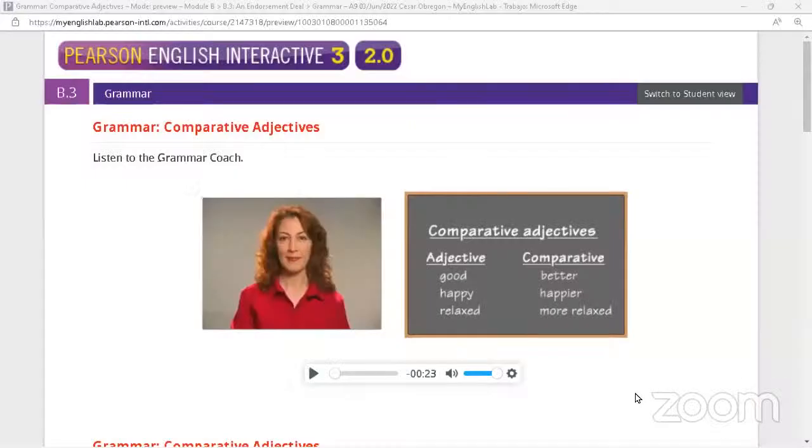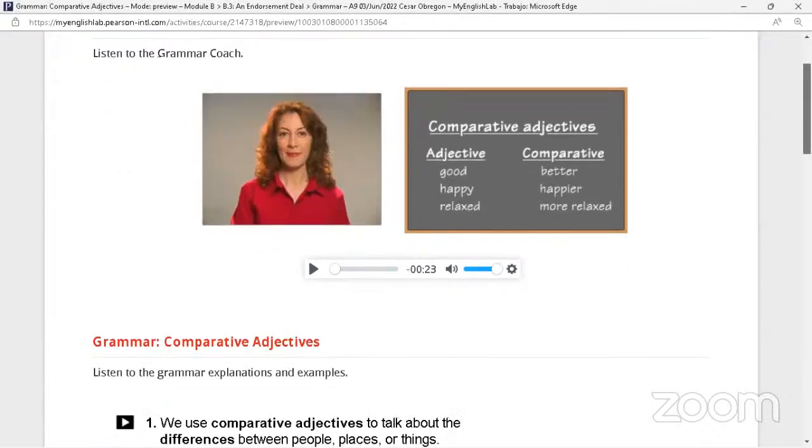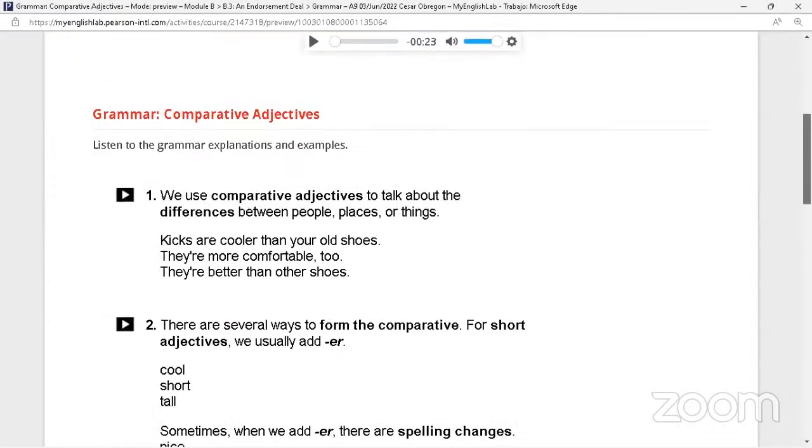So, comparative adjectives. Example, you have an adjective: good, happy, relaxed. Comparative: better, happier, more relaxed. How do we use these comparatives? Let's talk about this. Are you ready? Yes, I am. We use comparative adjectives to talk about the differences between people, places, or things.